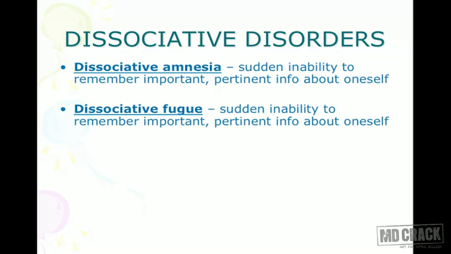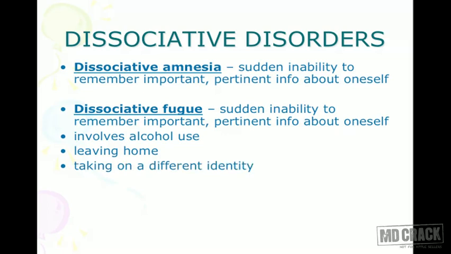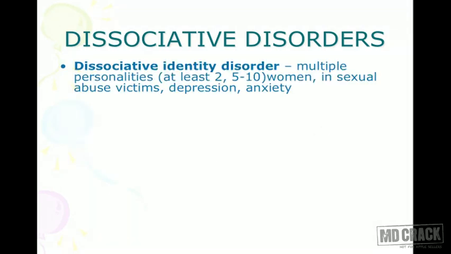In dissociative fugue, it's again the same. There is sudden inability to remember important, pertinent information about oneself. But in addition to this, it might involve alcohol use. It might involve a situation of leaving your home, leaving your place, and being found at a distance of thousands of miles. This is very common. So this is called dissociative fugue. And in addition, there may or may not be taking of a different identity. So all this together constitutes dissociative fugue.